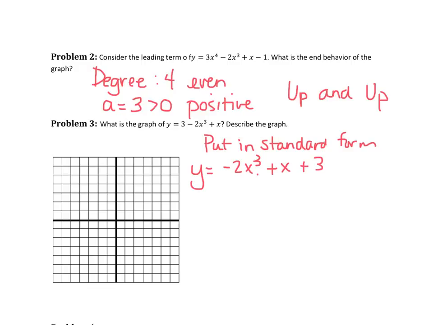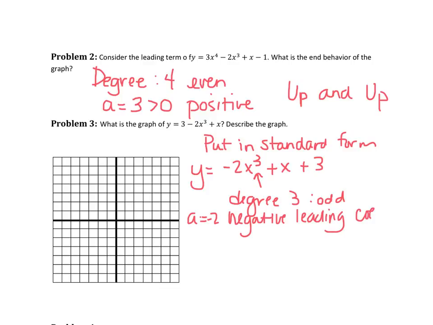Notice I have a degree 3, which is odd, and I have a negative leading coefficient. My a equals negative 2, so a negative leading coefficient. If I think of tying it into just a linear function, which is another odd degree, if I had a negative leading coefficient, I would go up and then down. That would be my end behavior because I'm sloping downhill. So that's exactly what's going to happen here.